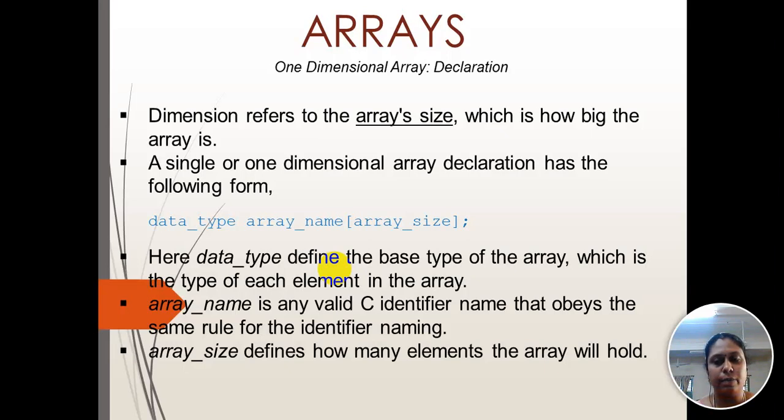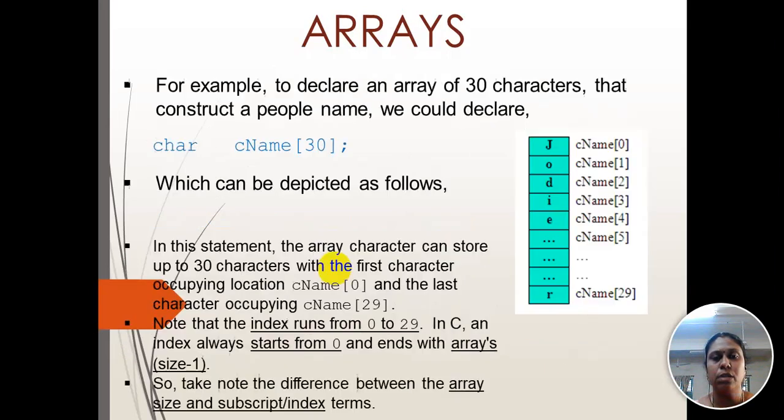Here the data type represents the type of the value which we are going to store in the array. The array name represents a valid C identifier, and the array size represents the number of elements which we are going to store in that array. For example, if we want to store 30 characters, we declare char cname of 30. So cname of 0 represents the first element and cname of 29 represents the last element. In C programming, the array index always starts from 0.